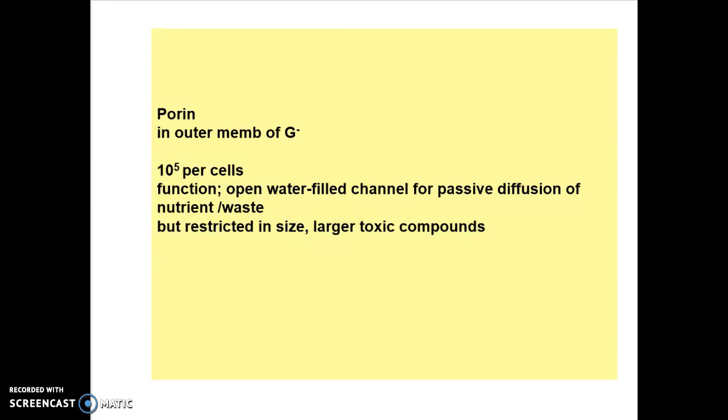Gram-negative bacteria are surrounded by two membranes. There are lots of porin proteins in the outer membrane of these bacteria. Each porin forms an open water-filled channel that allows passive diffusion of nutrients and waste products. These channels are restricted in size, and this excludes larger, potentially toxic compounds from entering the cell.